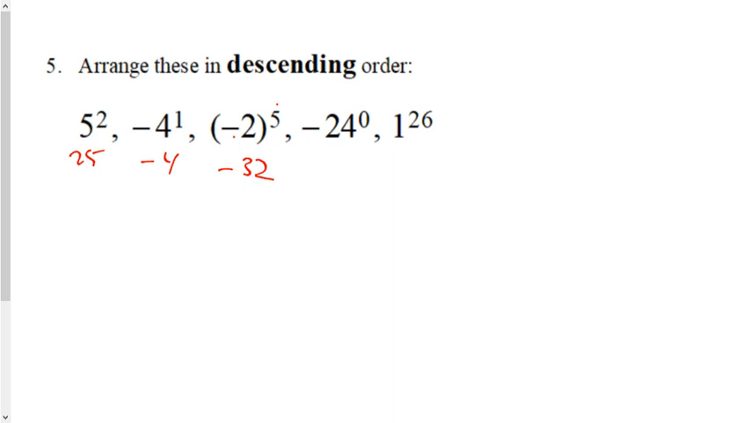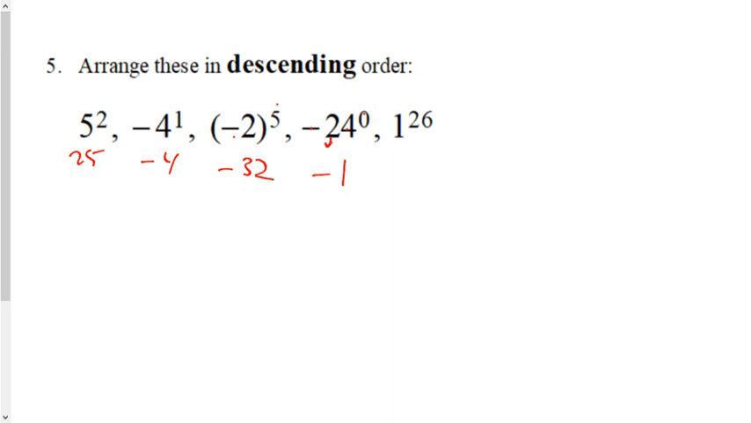Is the base negative 24 in this one? No. If it was negative 24, it would be in brackets. So this actually says it's the opposite of 24 to the 0. Since 24 to the 0 is 1, this would be equal to a negative 1. If anyone made a mistake, it's probably here.